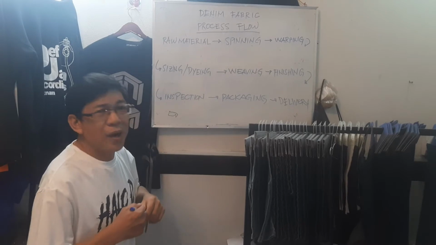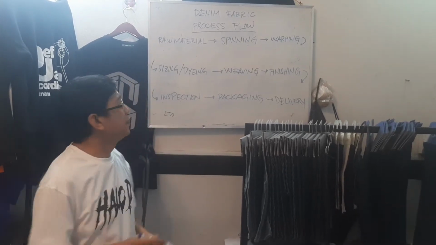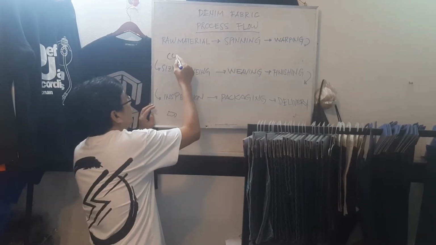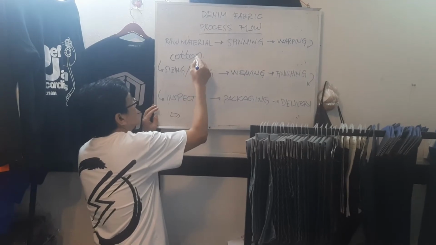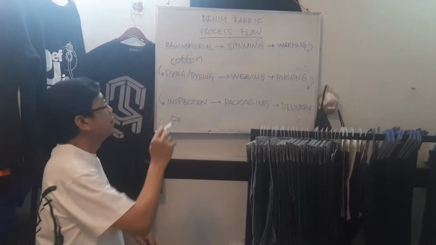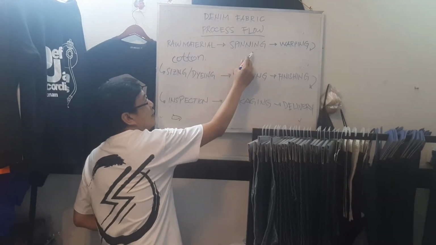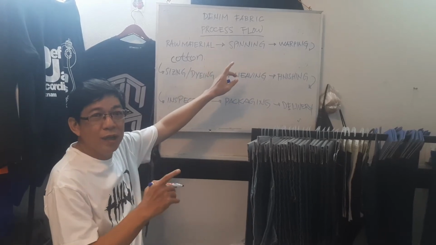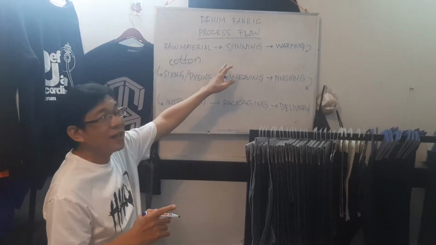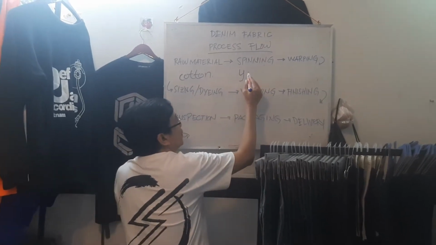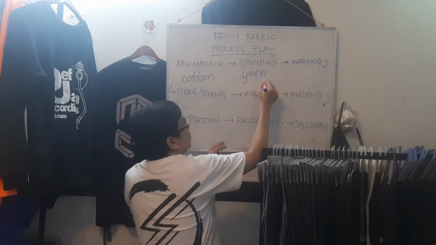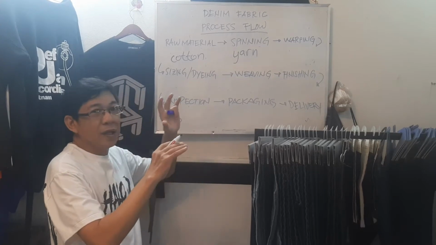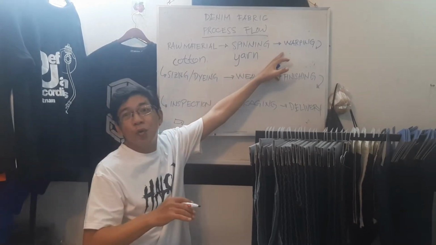So the process starts with the raw material. So what is the raw material? Raw material is cotton. From raw cotton, they will process it and put it in spinning. So in spinning, they will spin the cotton and produce the end product. The end product here is the yarn. So when you produce the yarn, they will put it in the cone. So from the yarn, they will go to warping.